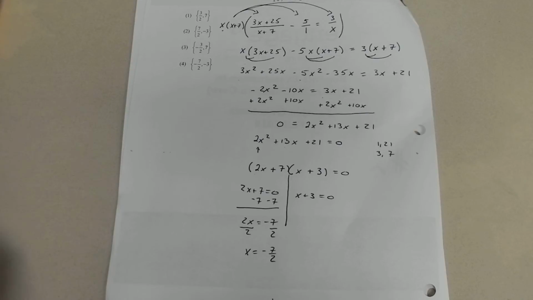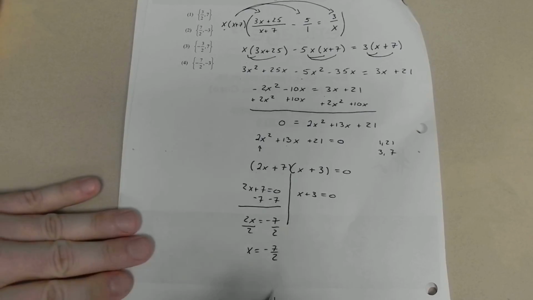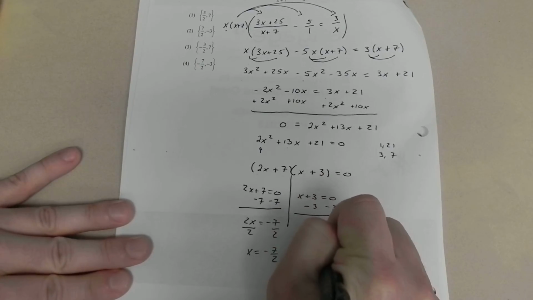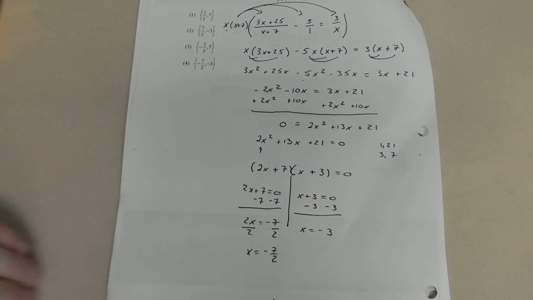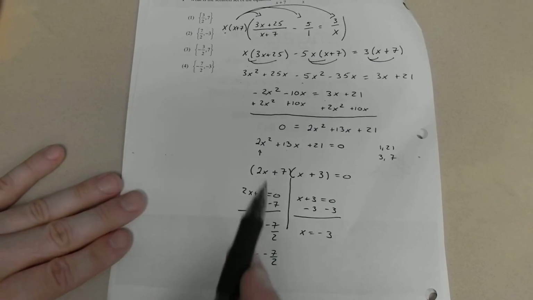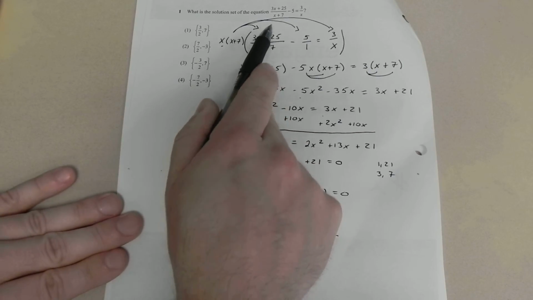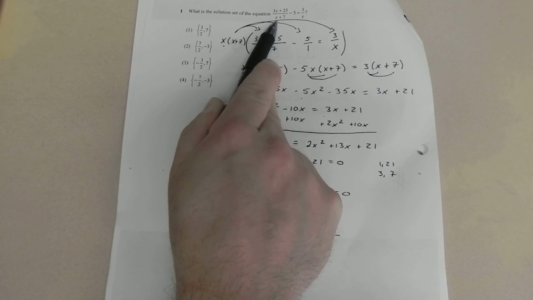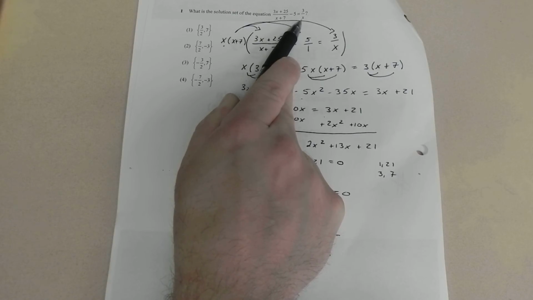One solution, I have x equal to negative 7 halves. And x equals negative 3. Real quick, I'm going to look at my original equation. In my original equation, I had a denominator of x plus 7. The only value that would make that undefined is if x were equal to negative 7. I also have a denominator of x. A value that would make that undefined is if x was 0.